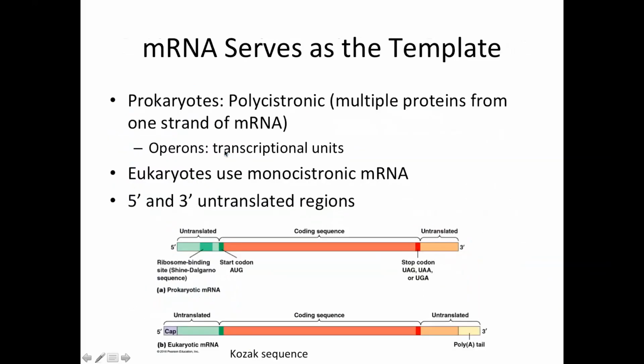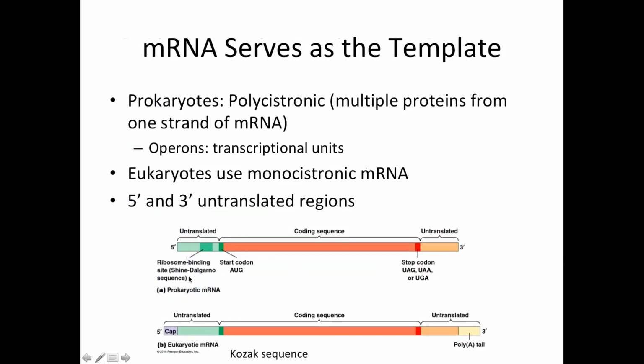Now our mRNA is going to serve as the template for translation. So prokaryotes are polycistronic, meaning that there are multiple proteins made from one strand of mRNA, but eukaryotes are monocistronic, so one gene, one protein. And this is the stereotypical sequence here for our template. We've got untranslated region on both the 5' and the 3' end. We've got our start codon here, AUG, A being that +1 position, all the way to our stop codon, one of 3 sequences.